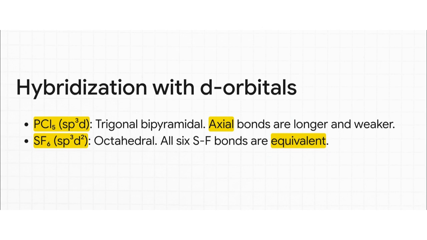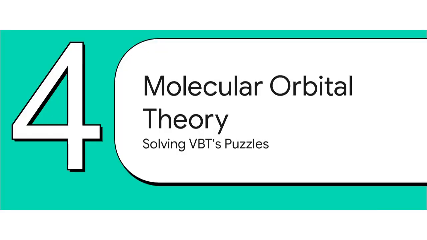On the other hand, in SF6, sulfur is sp3d2 hybridized. The shape is octahedral, and here all 6 bonds are absolutely identical. So VSEPR told us the shape, and VBT explained why we get that shape. But even VBT isn't perfect. There's a very simple molecule whose magnetic behavior VBT just cannot explain. Chaliye dekhte hain, what is that puzzle?